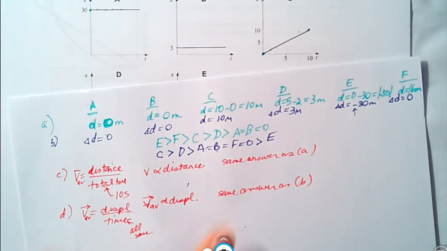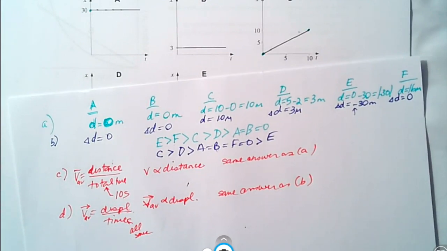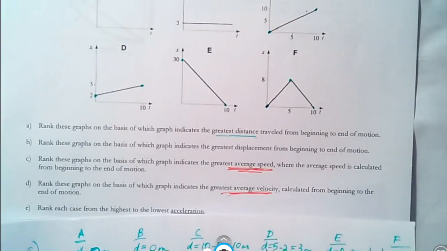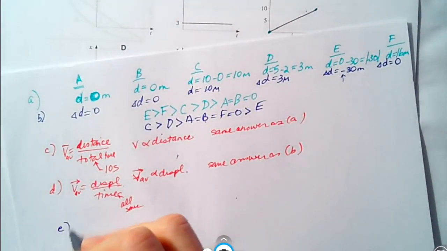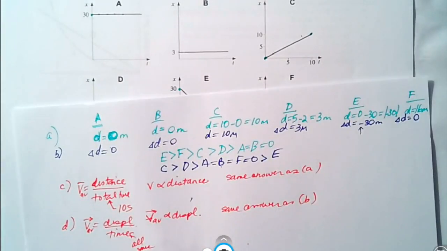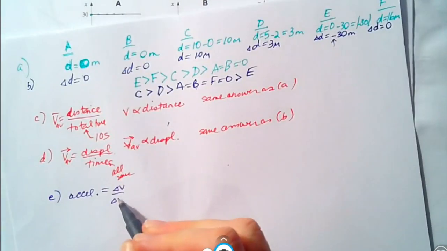So it's good, if you can, to reduce the amount of actual calculating work you have to do by thinking things through and making sure you understand the general definitions and relationships. And the last one is E, rank each case from the lowest to the highest acceleration. We didn't really talk about acceleration yet. So the acceleration, if we look at the definition, is the change in velocity over the change in time.